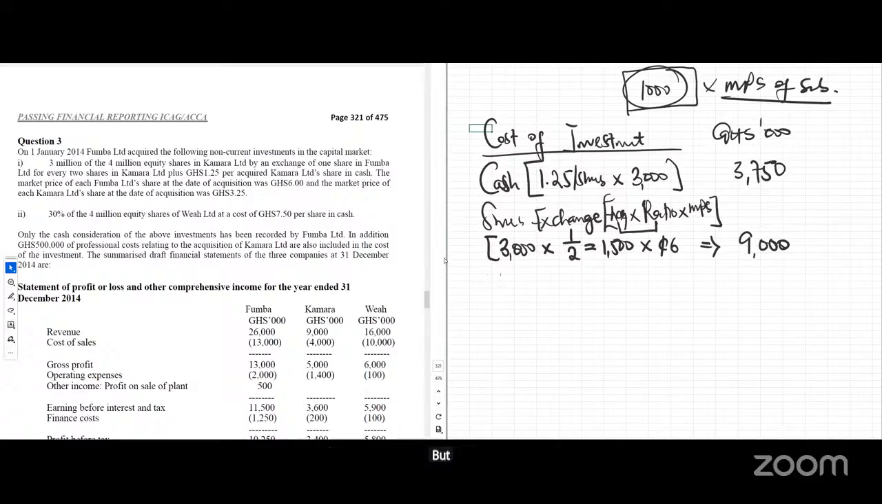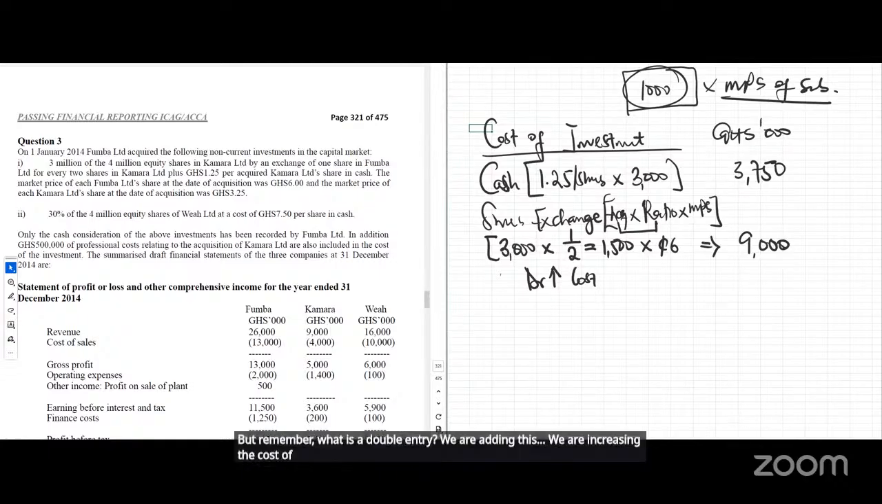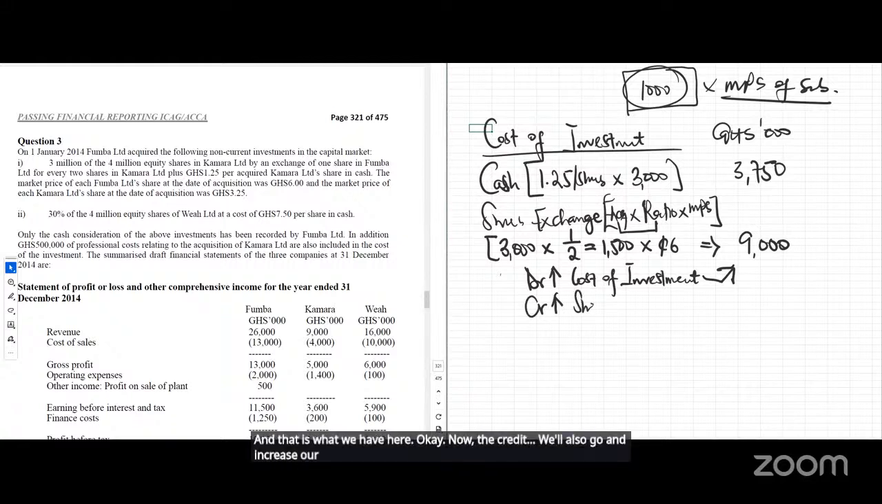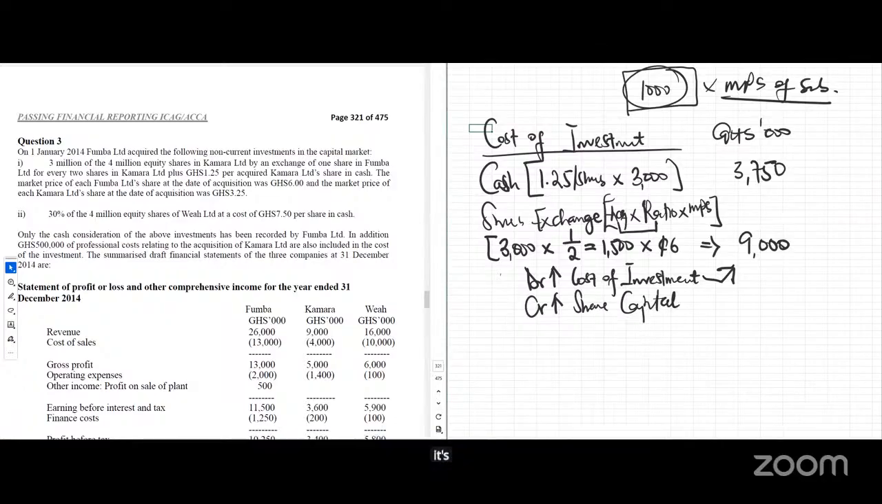But remember, what is the double entry? We are increasing the cost of investment. That means we are adding this to the cost of investment, and that is what we have here. Now, the credit will also go and increase our share capital, because it's like we have issued new additional shares, for the same 9,000.